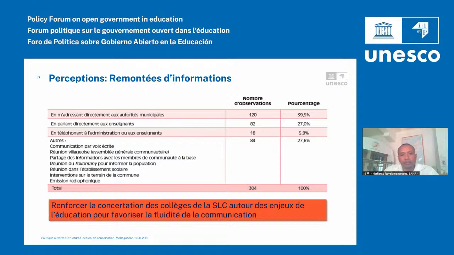How did the feedback loop back? Most people were in favor of interacting directly with municipal authorities. It's very understandable because the townships that were sampled for this study are all in rural areas. And there was no telephone, phones are not widely used. I'm not even talking about internet or any electronic means of communication. So it was really direct conversation or channels of communication.